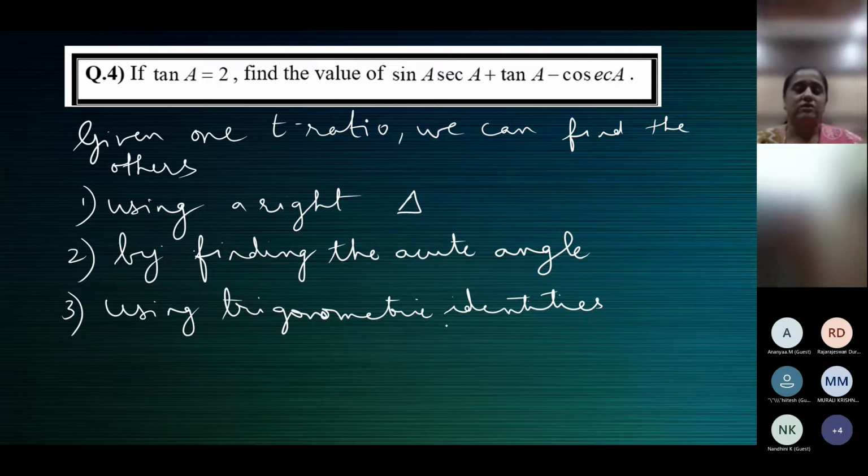You can use a right triangle, or you can find the acute angle itself. You can find the measure of angle A, if possible. You cannot always, only if it's a standard value, you can do it. But this you can always use. You can always use a right triangle. You can always use trigonometric identities. This one only if it's of standard value, if you can find that value in the table, otherwise you cannot. But 1 and 3 you can always do.